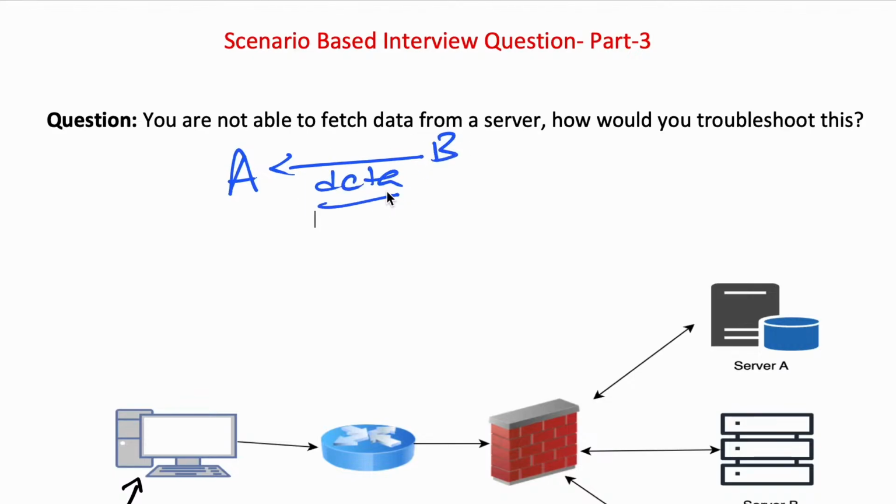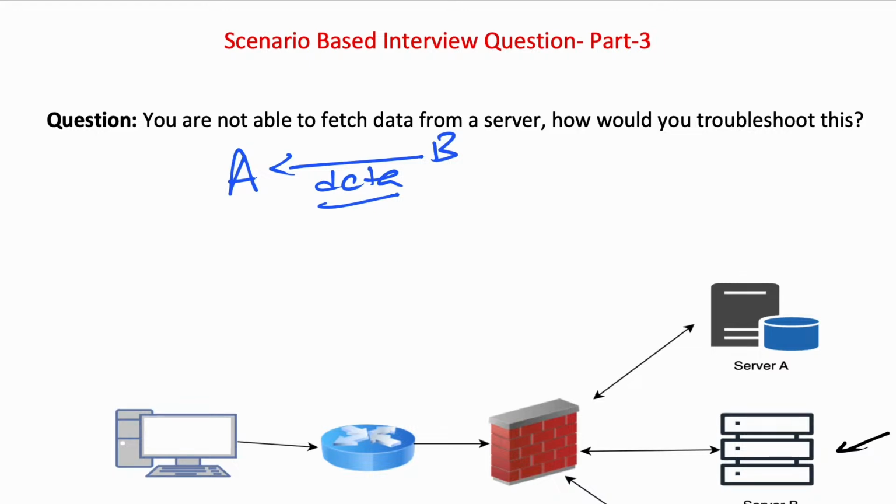Okay, simple. Now, first thing first, you'll check the basic connectivity. If you're not able to fetch data, either you're doing it via REST API, or FTP, whatnot. The very, very first thing you'll do is check connectivity. For that, you'll ping. From A, you'll ping B. If this has a URL, the first thing you'll do is ping.